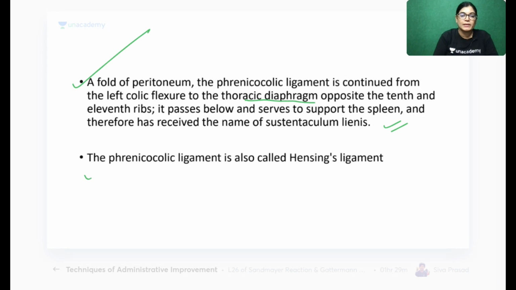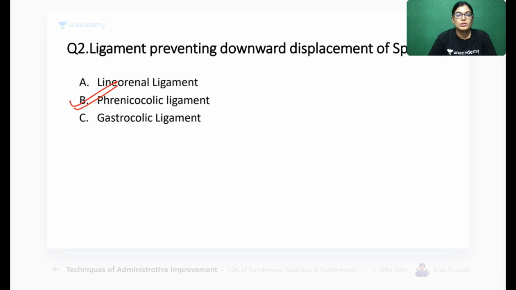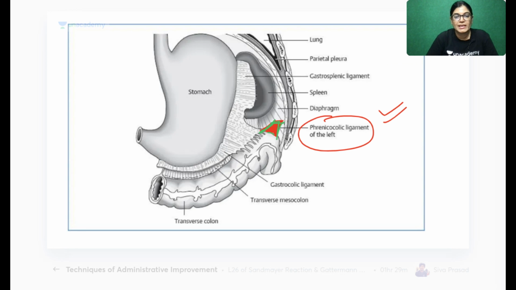The phrenicocolic ligament is also called Hensing's ligament. If we have to choose one ligament which is supporting the spleen and not letting it get displaced downward, the answer will be the phrenicocolic ligament. Easy one. We have discussed this before also.